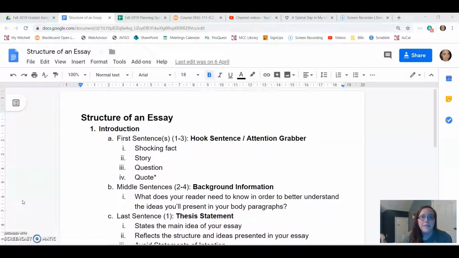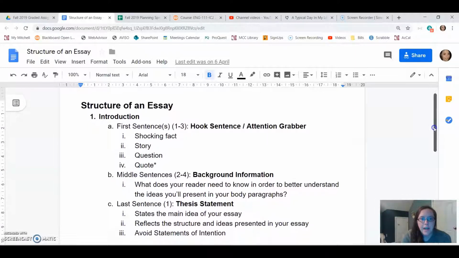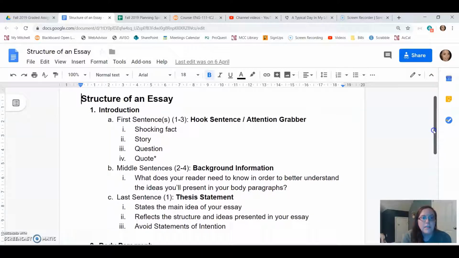So you have to figure out a really good way to slowly wade into the waters of your daily life, which is going to be the topic of your body paragraphs. And how you present that to your reader really is by a hook sentence or an attention grabber. And that's going to happen in the first sentence or two or three of your introduction. So there are a couple of different styles of hook sentences.